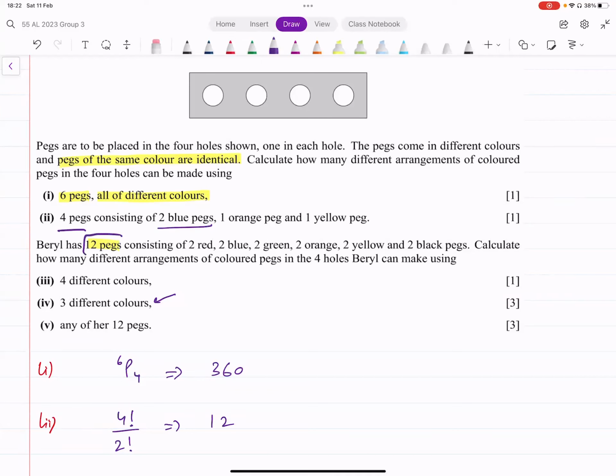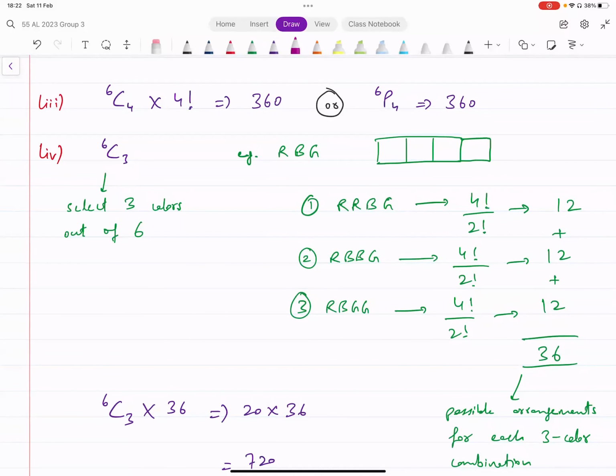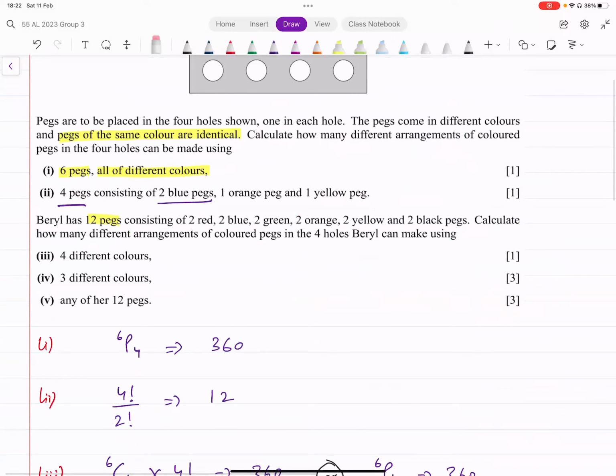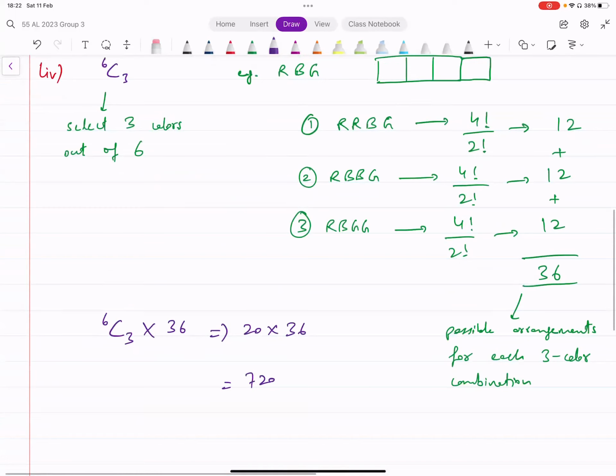You have 12 pegs in total and 6 different colors, right? 12 pegs and 6 different colors. They've already made you find the number of arrangements if you had 4 different colors. This turned out to be 360. ये आपने पहले find कर लिया. 4 different colors पे 360 arrangements बनती. And then they made you find what happens if you're using 3 different colors. That came out to be 720 उसके arrangements.